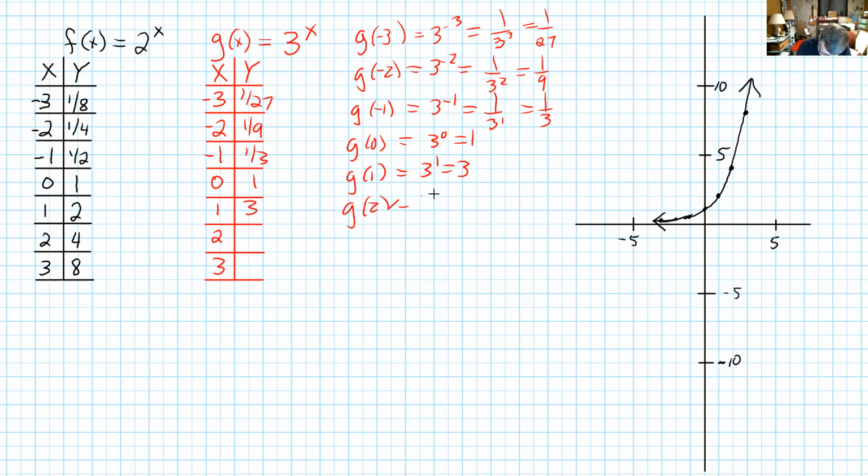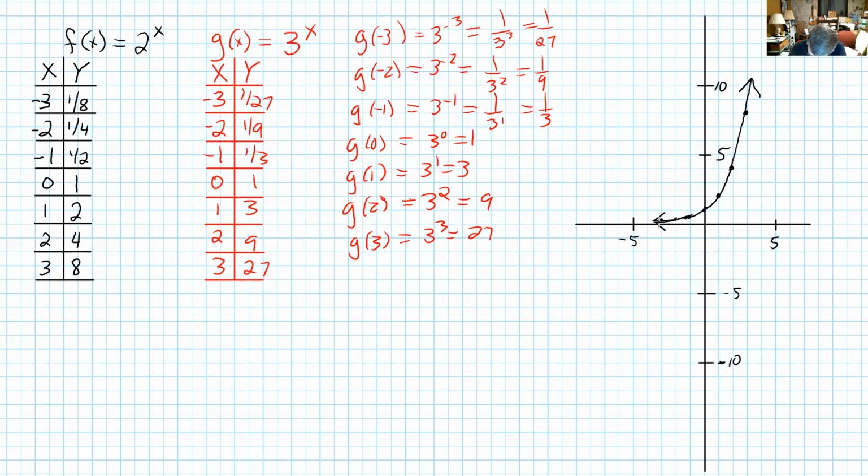If x is 2, 3 to the 2 power, this is, let's see here. Okay, there we go. If x is 2, g of 2 equals 3 squared, which is 9. And finally, if x is 3, we get 3 cubed, which is 27. Any question about how I calculated those values before we go on? Nope. Okay.